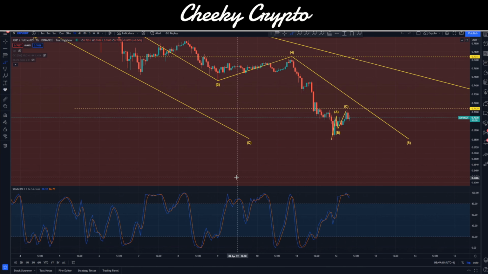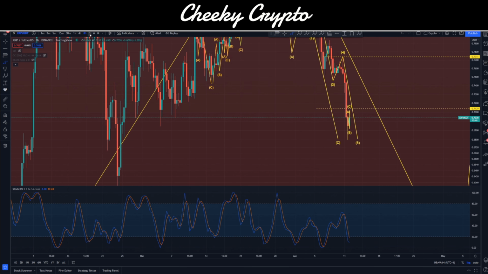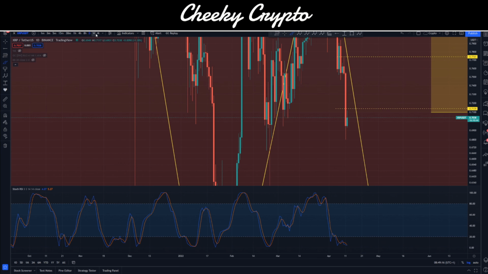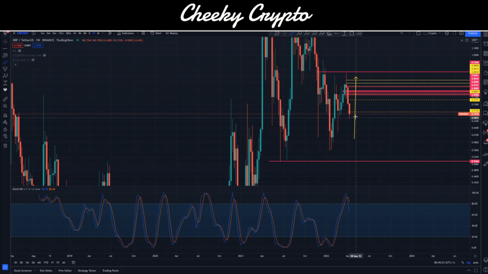But what we want to think about is the 4-hourly is already oversold, the 8-hourly is oversold, the daily is oversold, and the weekly is starting to come down already, okay, which is basically indicating to me that we are about to see another push upwards.